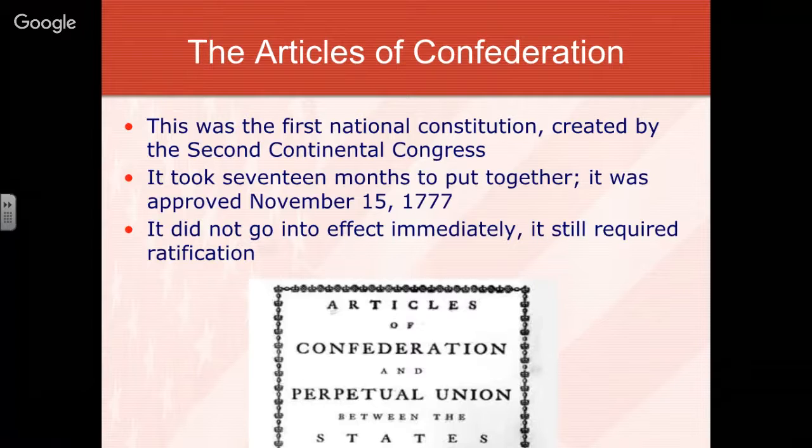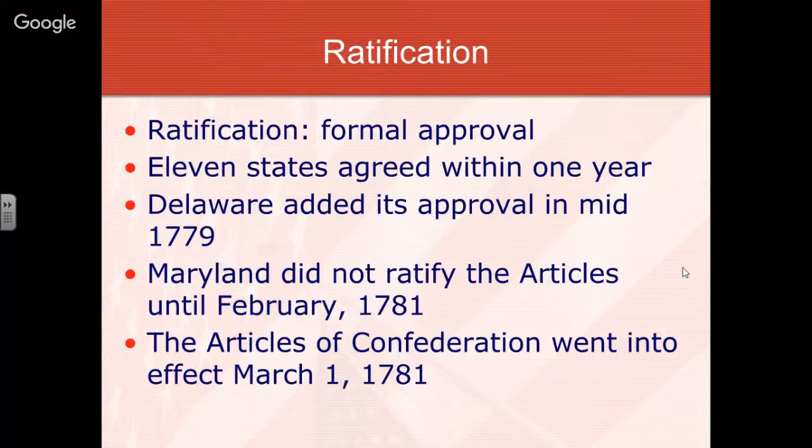Recognizing that they were now believing themselves to be their own country, they knew they needed a national constitution. It took them 17 months to put it together, and it was finally approved in November of 1777. However, it did not go into effect immediately. It required ratification. Ratification is a word that you're going to be hearing a lot throughout this unit. To ratify something means to formally approve it. And 11 of the states agreed within 1 year to ratify the Articles of Confederation.